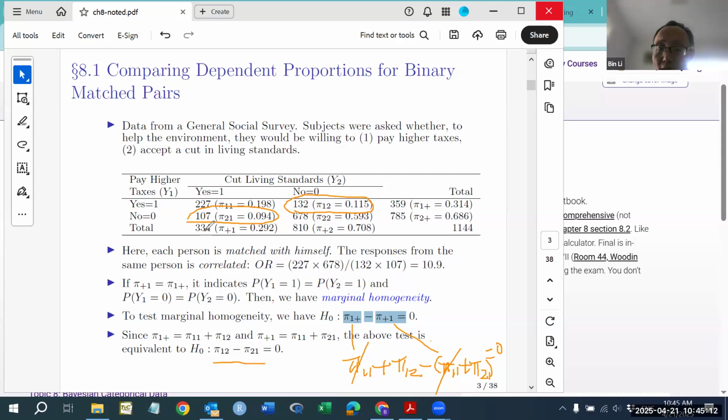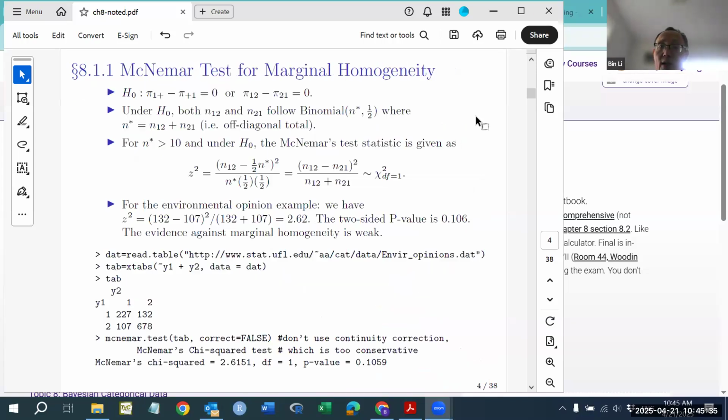So these two proportions are the same or not. If they are the same, then the marginal proportion of yes is the same. If these two are different, then it will be different, right? So this is mathematically equivalent to this one. Okay, so what we can do is, this is a standard McNemar test for testing the marginal homogeneity.